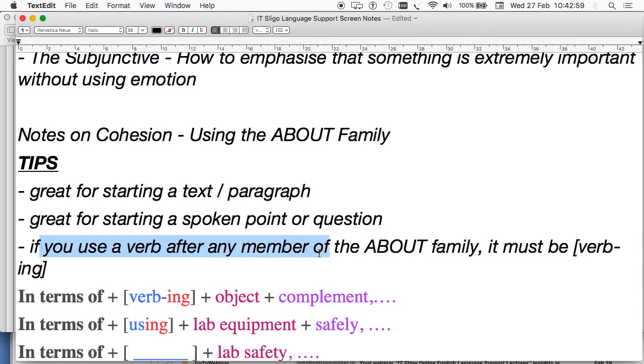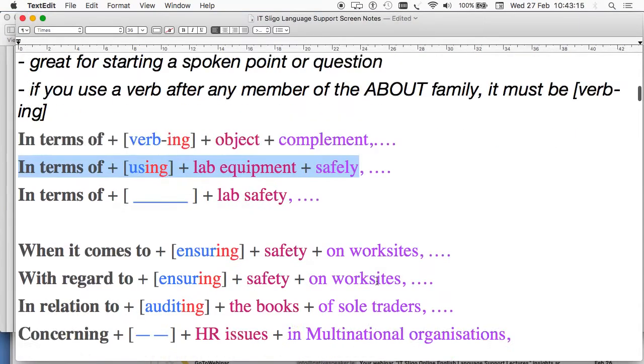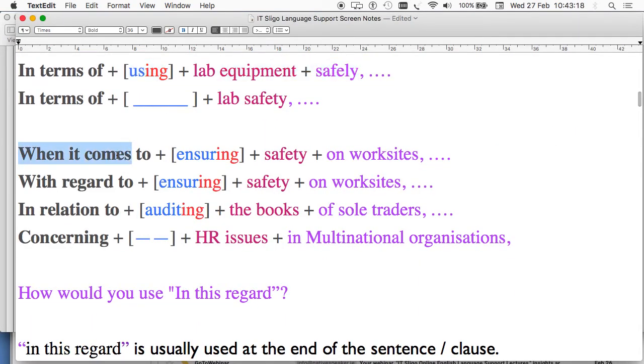If you use a verb after any member of the about family, it must be a verb ing. So for example, if you said in terms of verb ing plus object plus complement. So in terms of using lab equipment safely, now you've got the start to your sentence. You can replace in terms of with when it comes to plus ensuring plus safety on work sites. So you can say when it comes to ensuring safety on work sites, so one of you mentioned you were in health and safety. With regard to ensuring safety on work sites, in relation to auditing the books of sole traders, and concerning HR issues in multinational organizations.